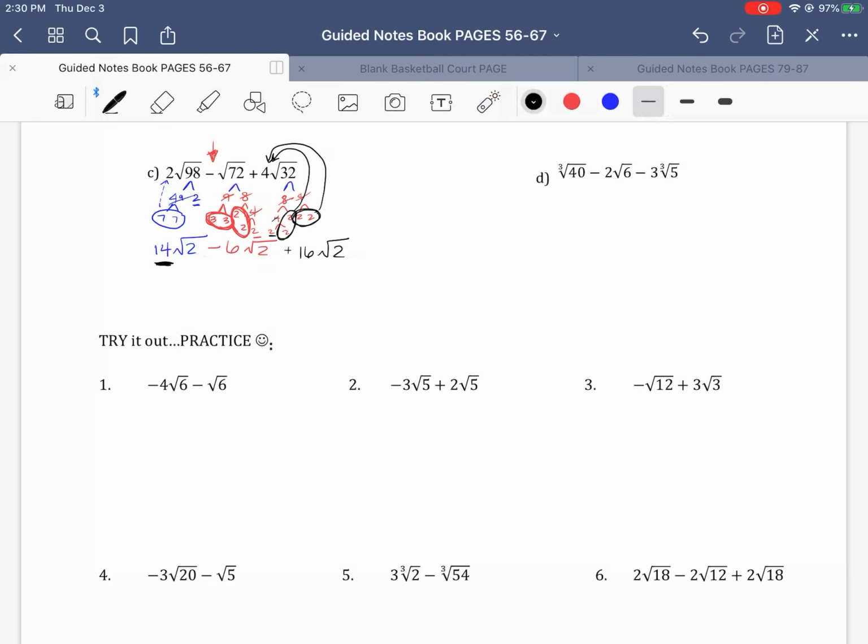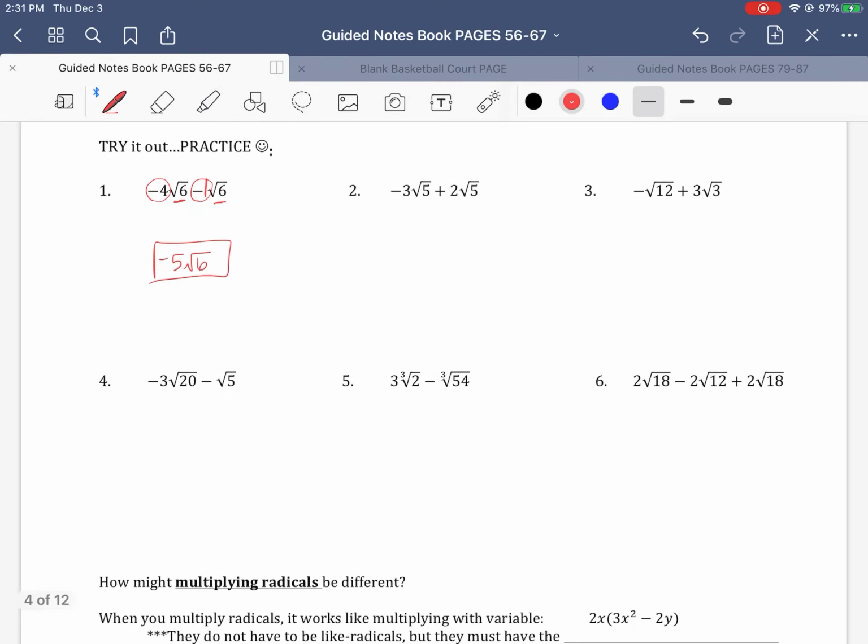Looking at number 1, I'm going to jump down to these practice ones. Just remember if there's a negative out front and I'm combining these, they already both have square roots of 6. This is like having a negative 1 here. So when you combine it, you have negative 4 minus 1 of them. That would give me negative 5 square roots of 6. Okay, so don't ignore that there is a negative 1 out front.